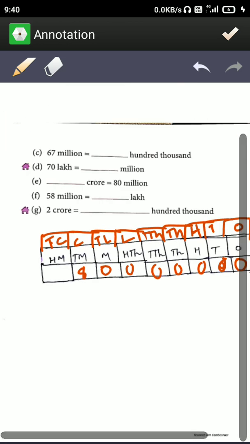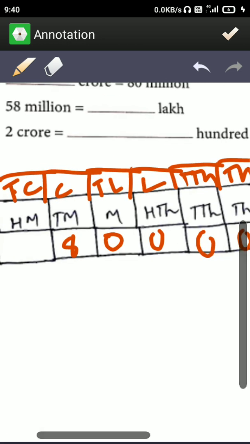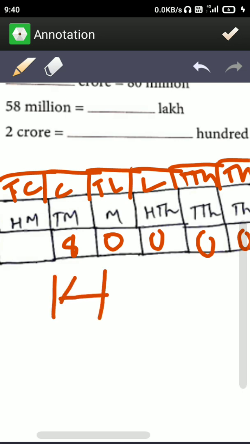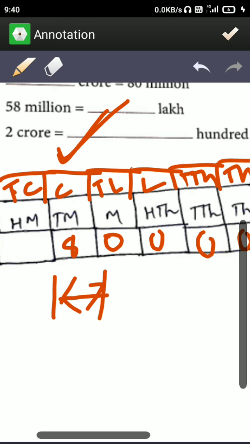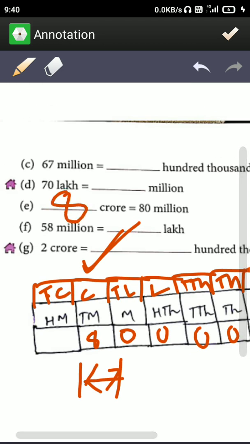So we have to tell 80 million is equal to how many crore? Can you give me the answer? 80 million is equal to 8 crore. How many crore? 8 crore. So this way it will be solved.